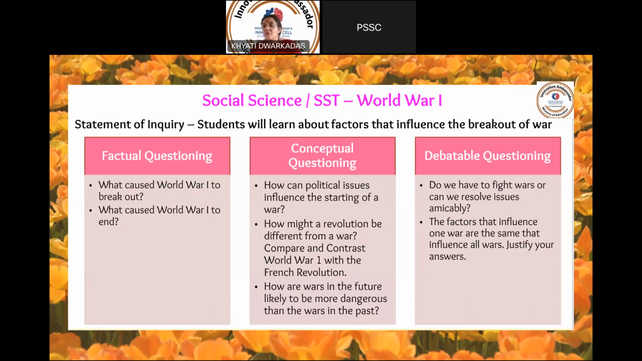Debatable questions will include: do we have to fight wars or can we resolve issues peacefully? The factors that influence one war are the same as those that influence all wars. Justify.